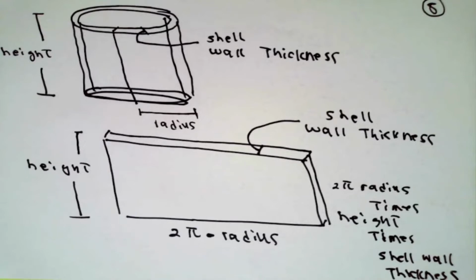So instead of using the recipe for disks, which was pi times radius squared times perpendicular height, or for washers, which was pi multiplied by big radius squared minus small radius squared times perpendicular height, if I'm going to use shells, the recipe is 2 pi times the radius times the height times the shell wall thickness.